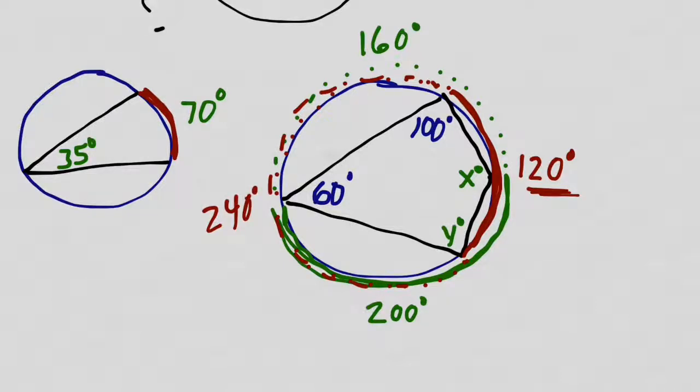So thinking about how the inscribed angle relates to arc length, this inscribed angle corresponds to the dotted red major arc, and so the measure of this angle has to be 120. And this minor arc corresponds to this inscribed angle, and so the value of y has to be 80 degrees.